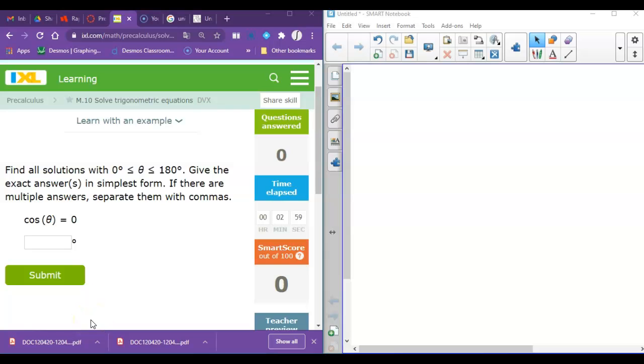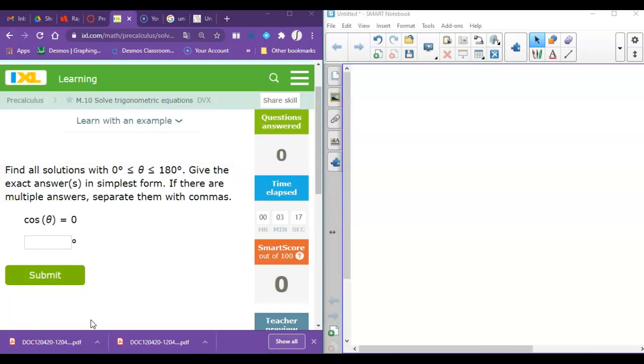Alright, today we are going to learn how to solve the most basic of all trig equations. And when we're doing this, we will be doing this with the unit circle, so you should not be using your calculator for this. And you will be working with this in IXL.